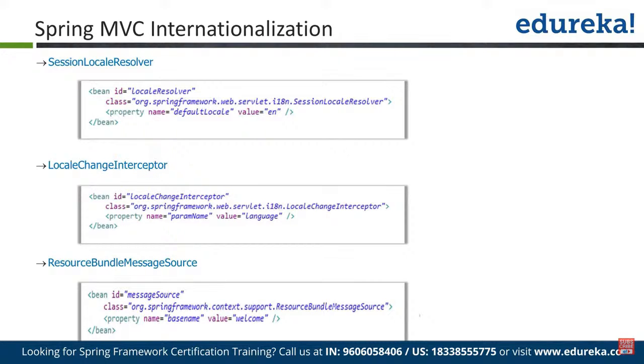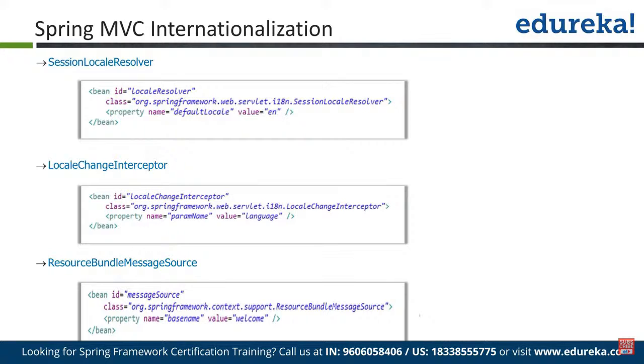So using this language or lang, it gets intercepted from the request, and it will pick that language from the request and change the locale with the help of the locale change interceptor. Third is the resource bundle message source. It's a context class from Spring, which loads all the properties files from your class path which is available in your application.